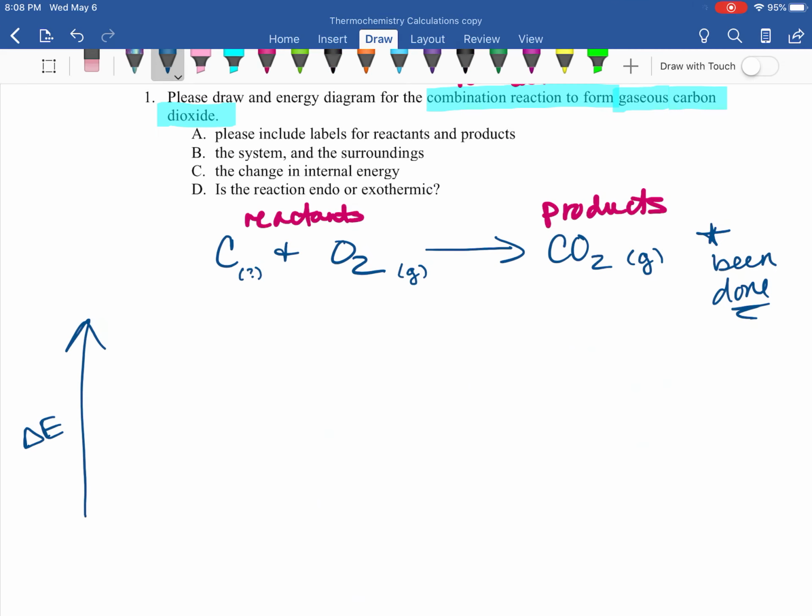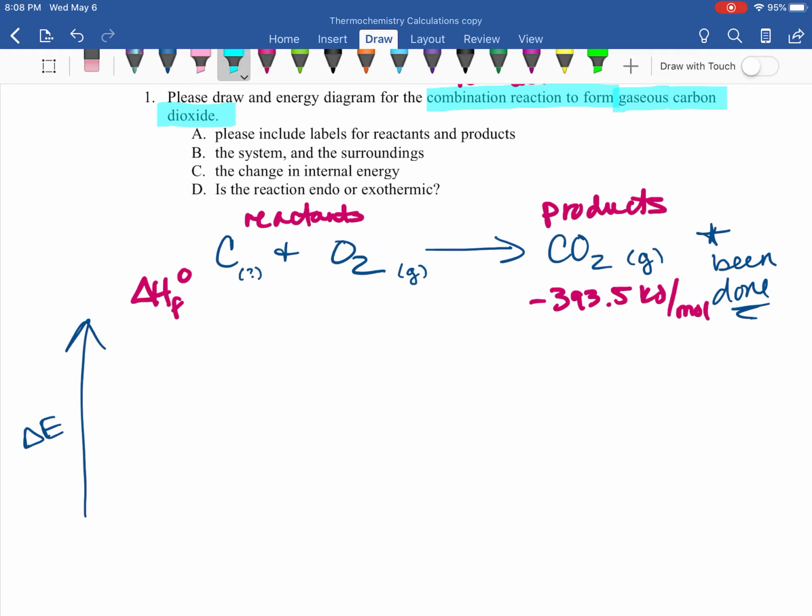Let's see if I can remember that: 393.5. I'm going to write it right here. I like to get in the habit of writing these in a little table. In fact, I'm just going to make a little table right there. So minus 393.5. Awesome.